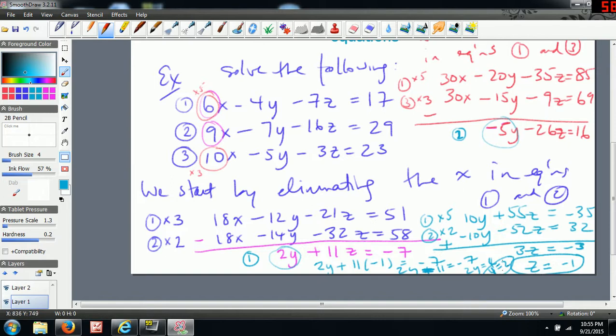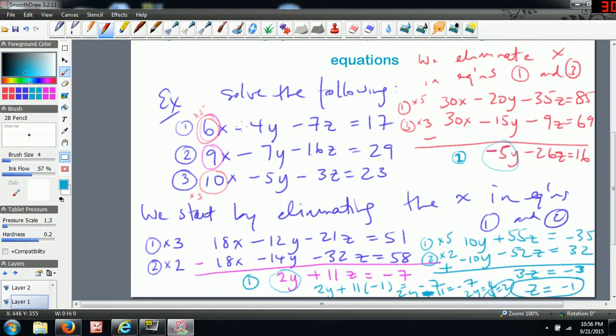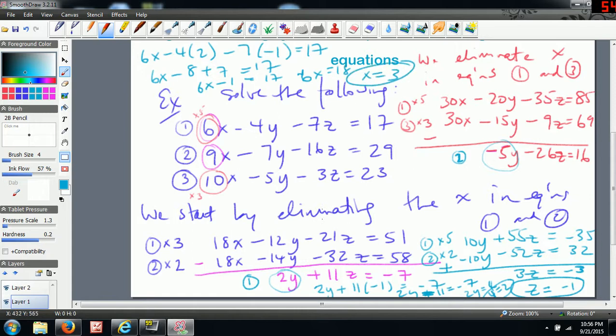Now that I have z and y, I can plug those into any of the original equations and solve for x. Let's say the first one. So 6x minus 4 times 2 minus 7 times negative 1 equals 17. Then I get 6x minus 8 plus 7 equals 17. 6x minus 1 equals 17. 6x equals 18, and then x equals 3. So now we've solved for x.